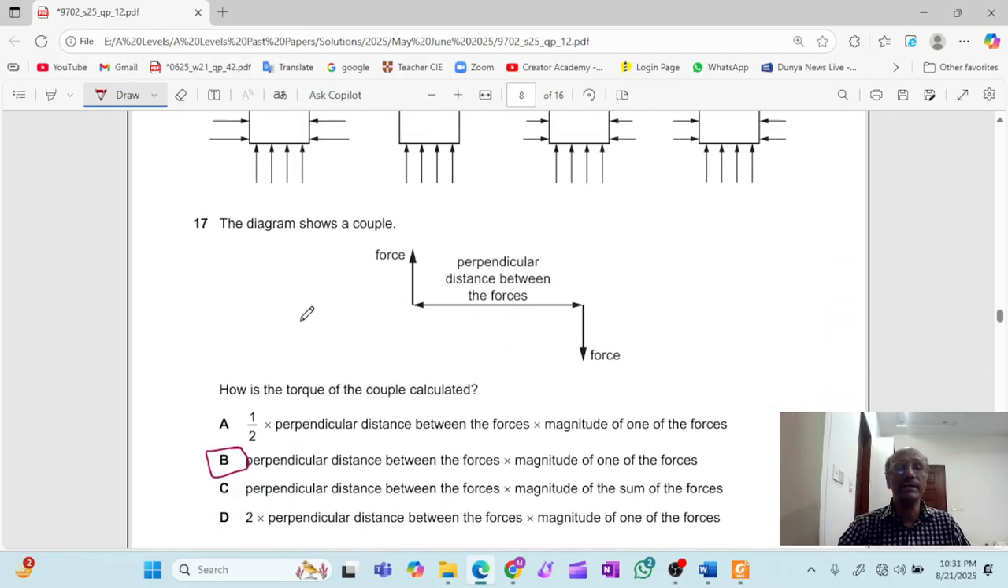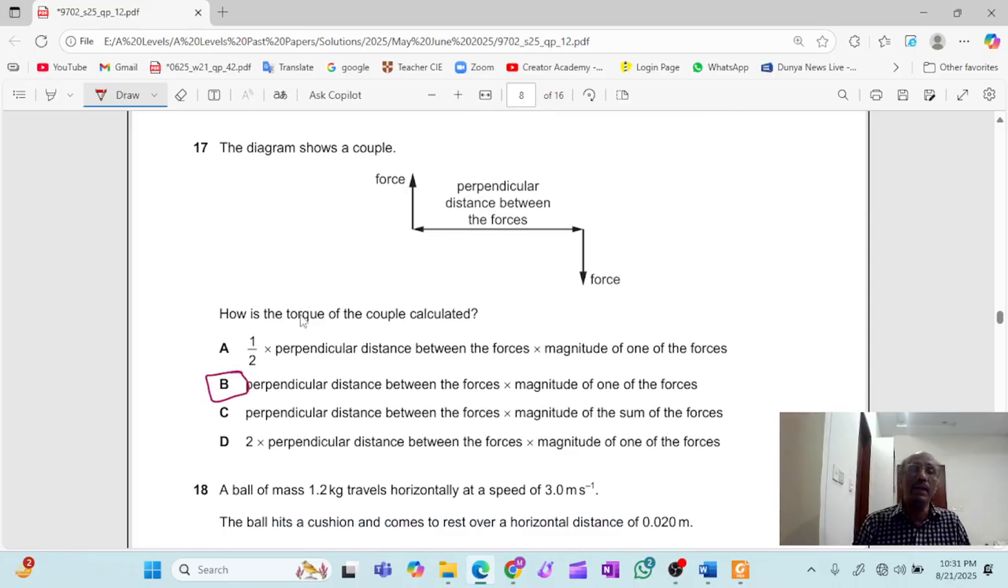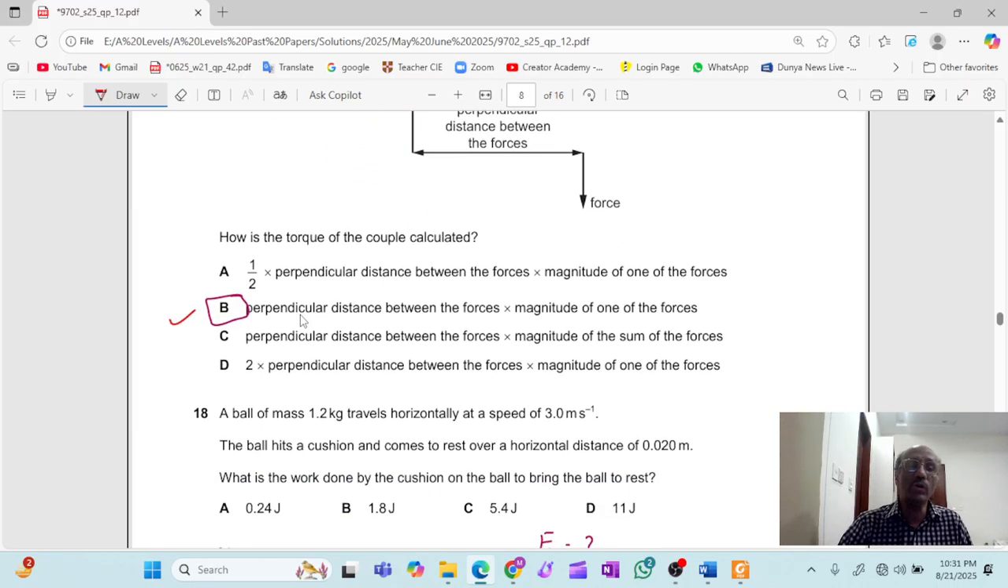So for question number 17, this is the definition of the couple. This is not the couple which we usually see on the roads. This is the couple related with physics. The definition of the couple is that it is the product of the perpendicular distance between the forces and the magnitude of one of the forces. So for 17, option B is valid.